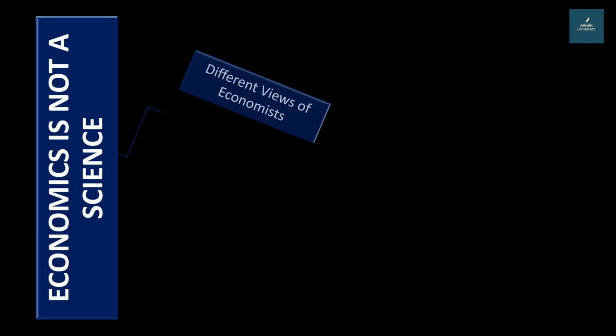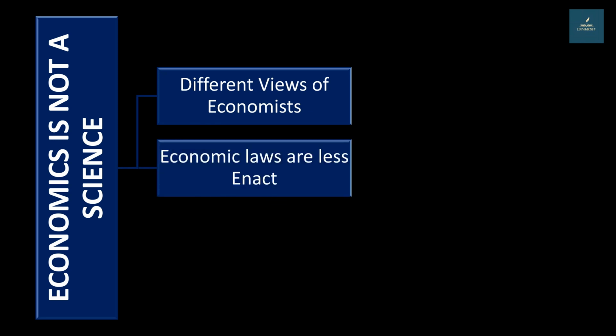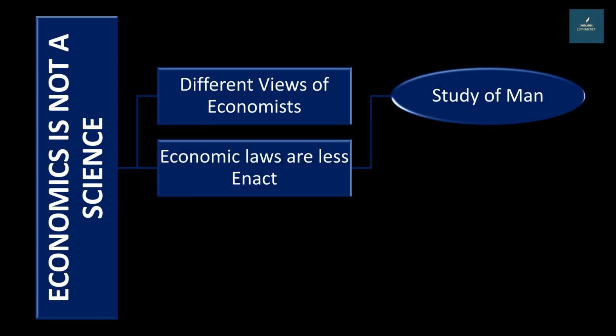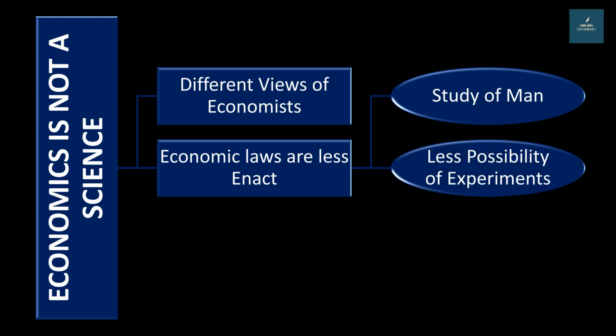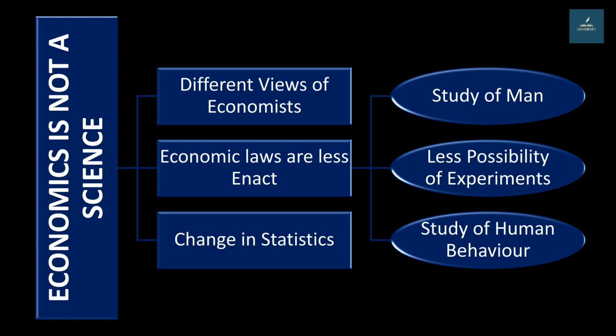As every aspect has both favoring points and against points, economics as a science also has some points which are against it. These are number one, different views of economists. Number two, economic laws are less exact. That means study of man, less possibility of experiments, and study of human behavior. And the last point is change in statistics.